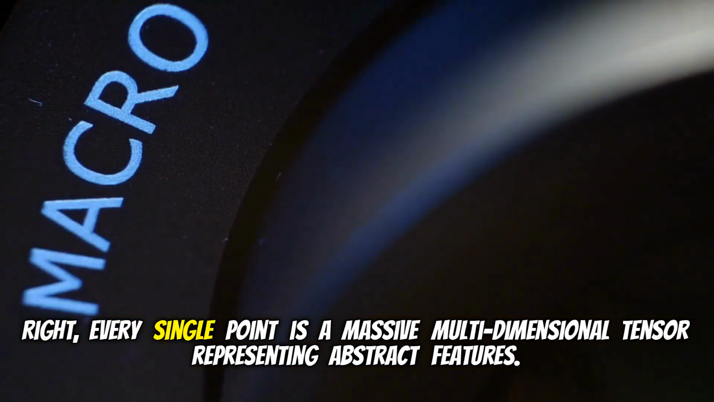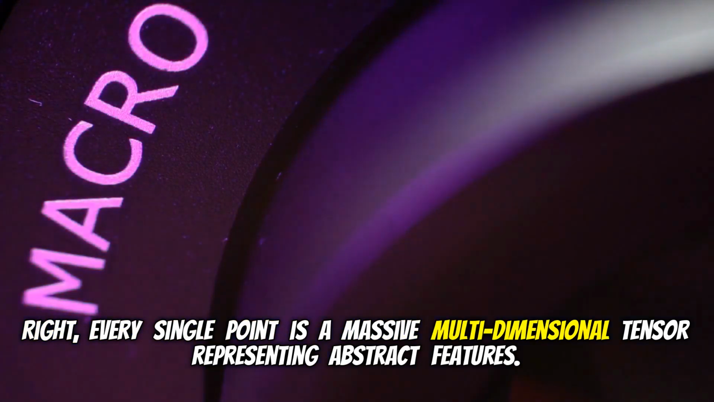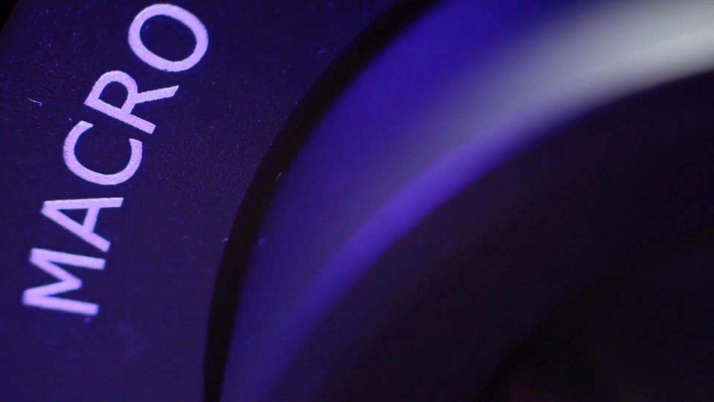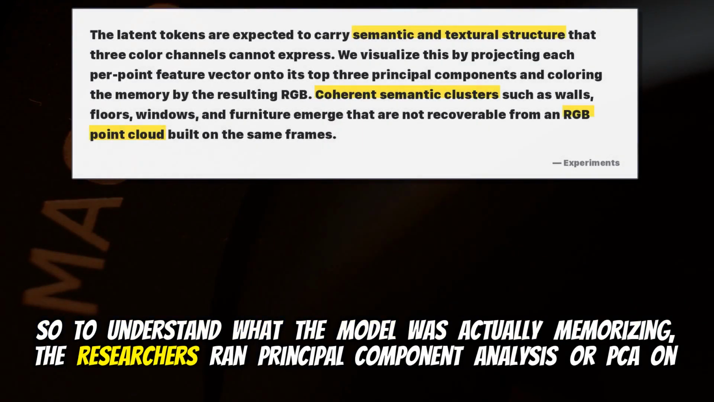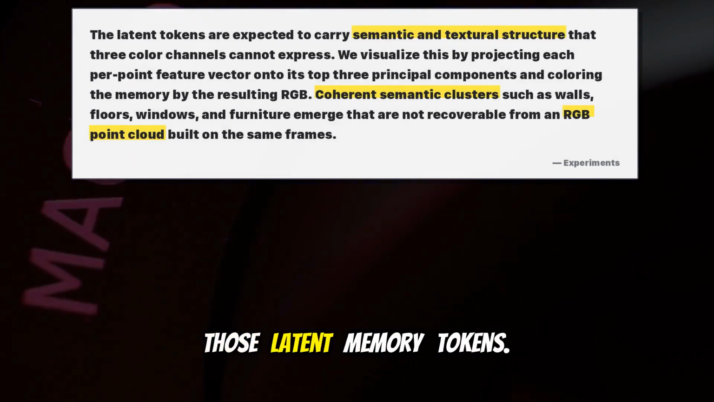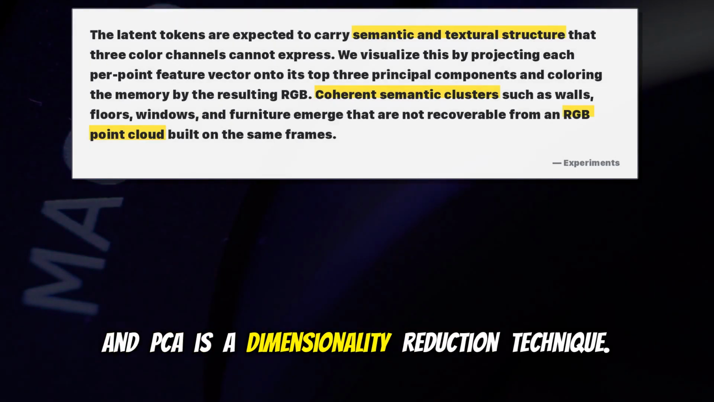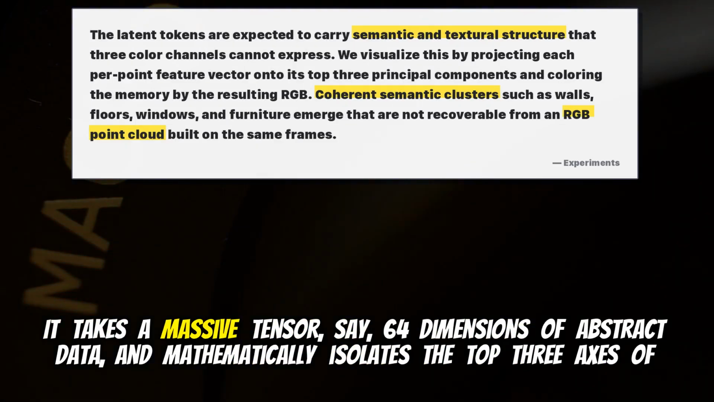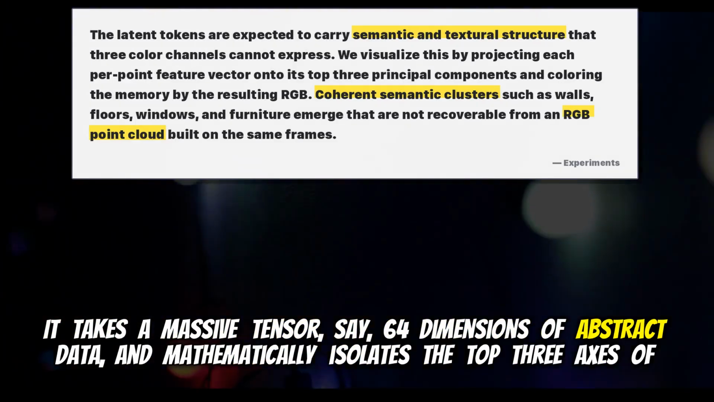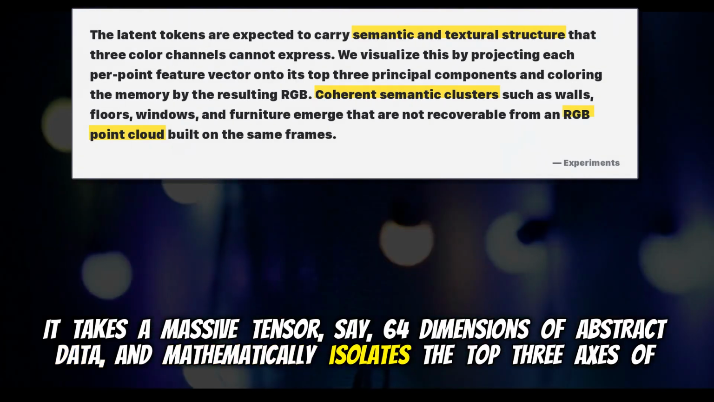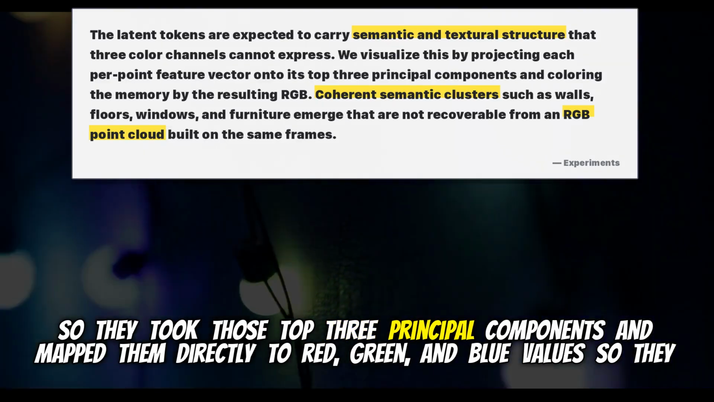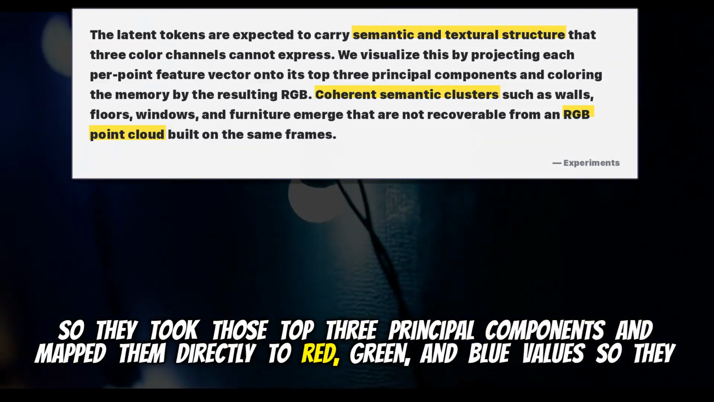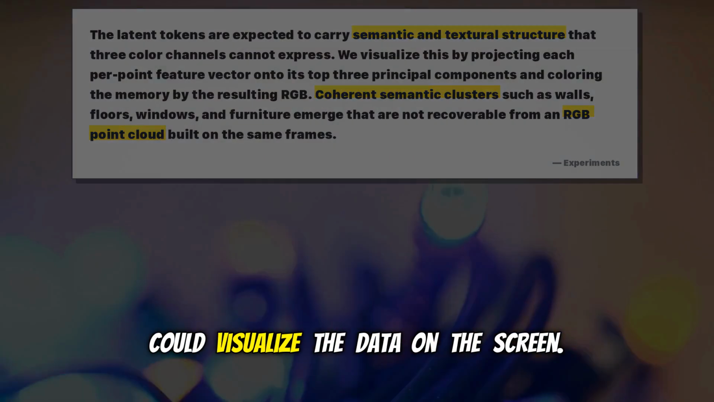Right. Every single point is a massive multidimensional tensor representing abstract features. So to understand what the model was actually memorizing, the researchers ran principal component analysis, or PCA, on those latent memory tokens. And PCA is a dimensionality reduction technique. It takes a massive tensor, say 64 dimensions of abstract data, and mathematically isolates the top 3 axes of greatest variance. So they took those top 3 principal components and mapped them directly to red, green, and blue values so they could visualize the data on a screen.